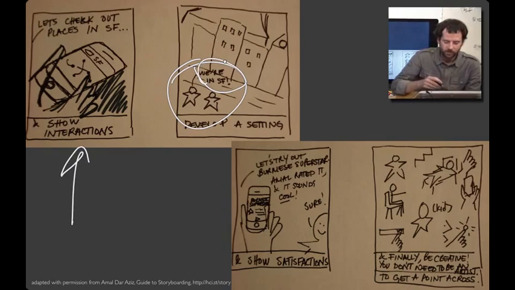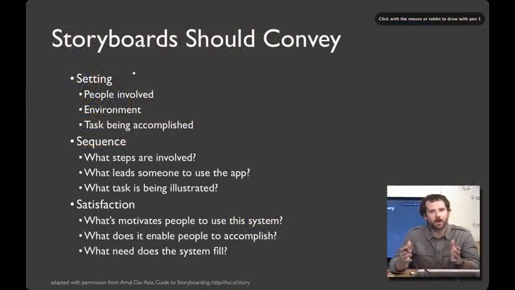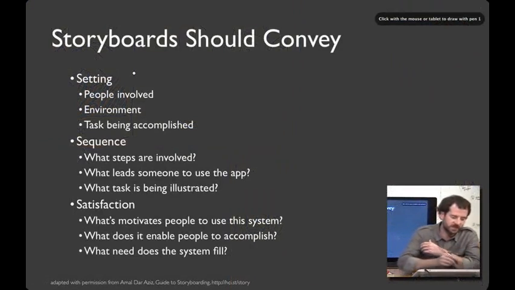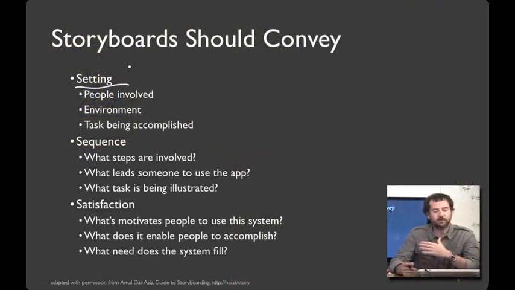And by the end of the storyboard, you want to show how they accomplished what their goal was, or in some other way have a satisfactory outcome at the end of the storyboard. And as Amal shows, even with a really simple visual language, there's a whole lot that you can do to get your point across. So a storyboard should accomplish 3 things. First, it should accomplish the setting. Who are the people involved? What's the environment? And what task are they trying to do?